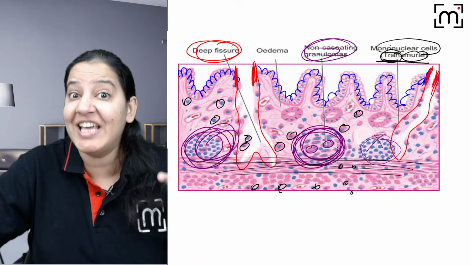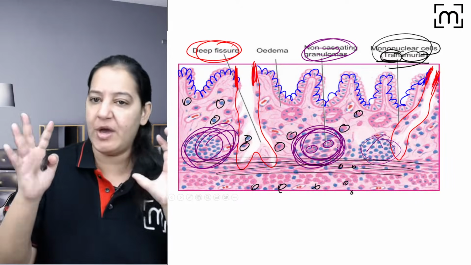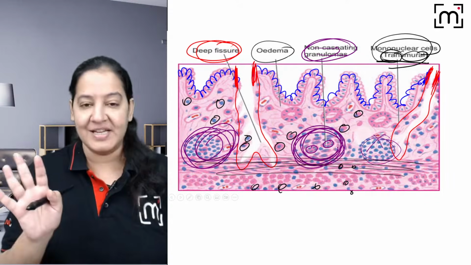But say this in a catchy language. Say mononuclear cell transmural inflammation. In pathology you have to say like this. And apart from that, in the background you can see the edema. That's it. The 4 findings.